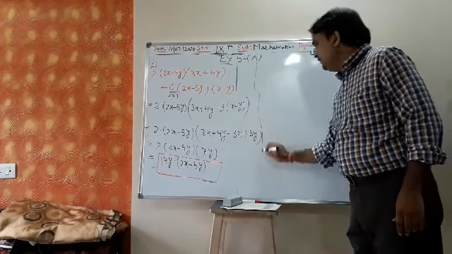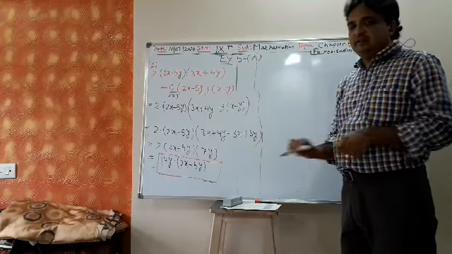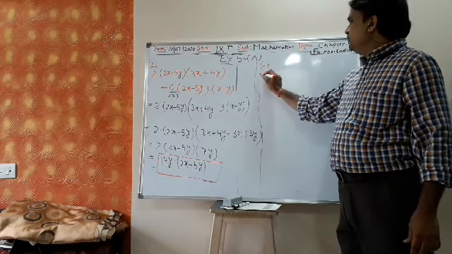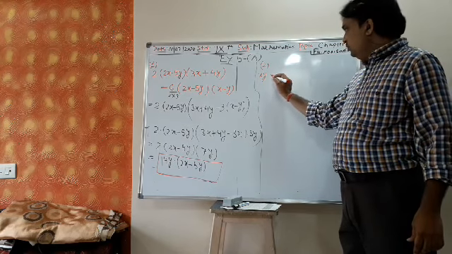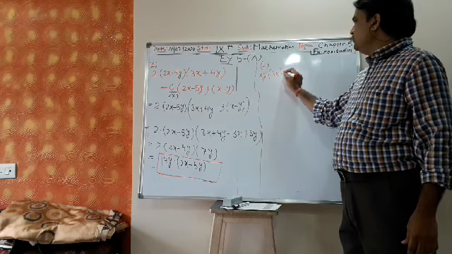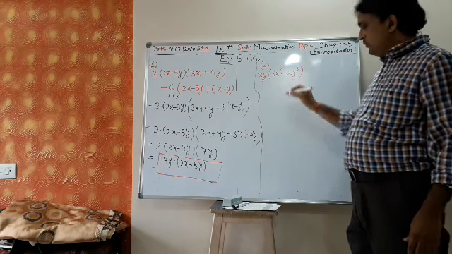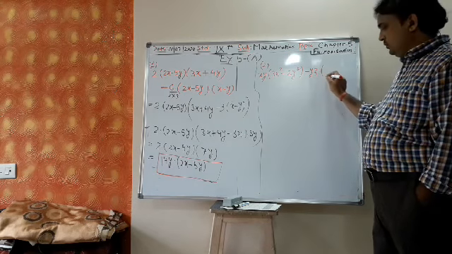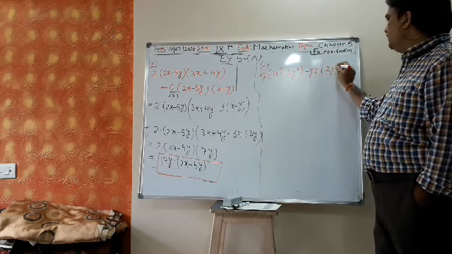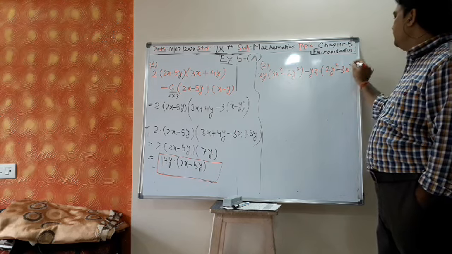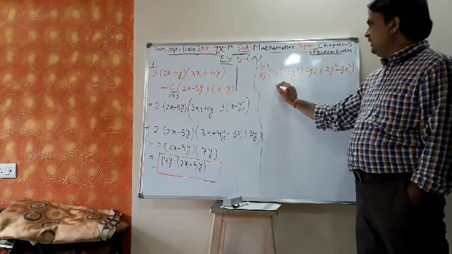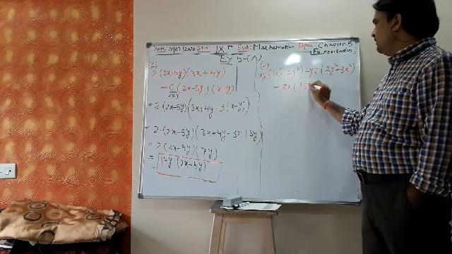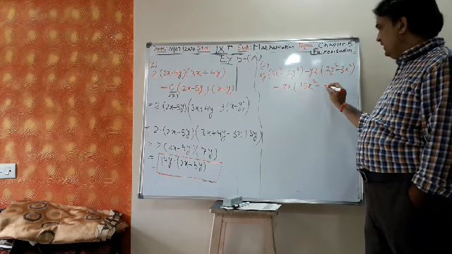So this is the first method we have done, by taking the common factor. Now let me do the second. xy into 3x square minus 2y square, minus yz into 2y square minus 3x square, plus zx into 15x square minus 10y square.